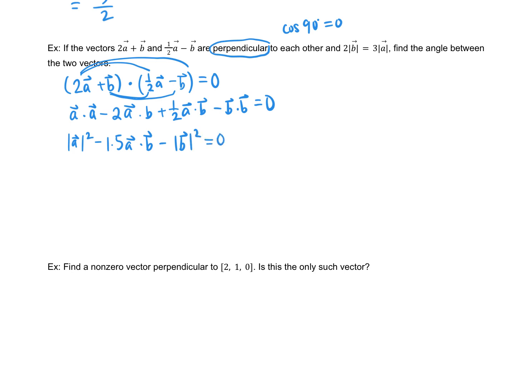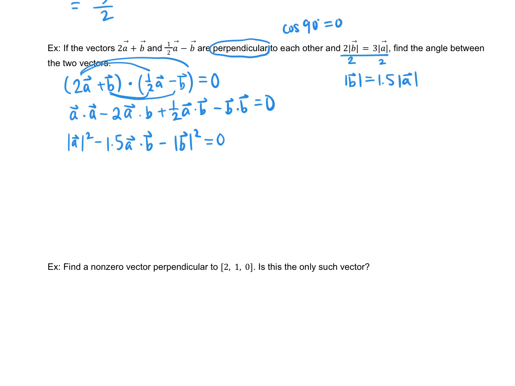Okay, so we're not actually given the magnitudes of the individual vectors, but we are given this statement here. So what I can do, I can divide both sides by 2 and come up with an expression for the magnitude of b in terms of the magnitude of a. So 3 over 2, just 1.5. It's a nice decimal. It's exact. I'll keep it like this.